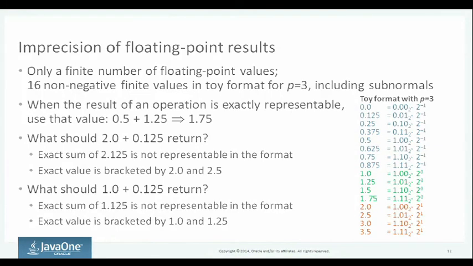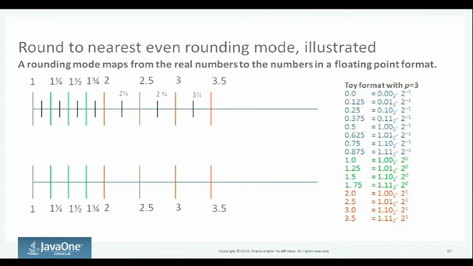How about this case where 1 plus an eighth? 1 1/8 is not exactly representable, but it's halfway between two representable values, right? 1 and 1 1/4. So what do we do in this case? Well, to guide us in problems like this, we need something called a rounding mode. A rounding mode is a mapping from the real numbers, any point on the real line, to one of the representable floating point numbers. So we'll be mapping from the real numbers to the floating point numbers.